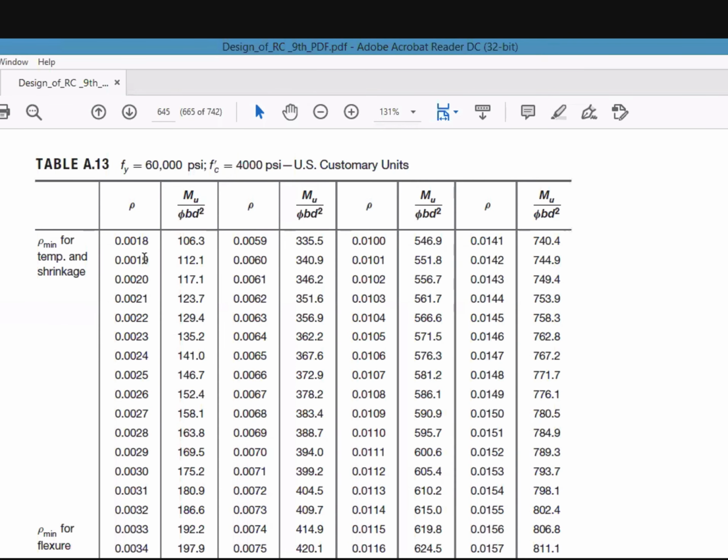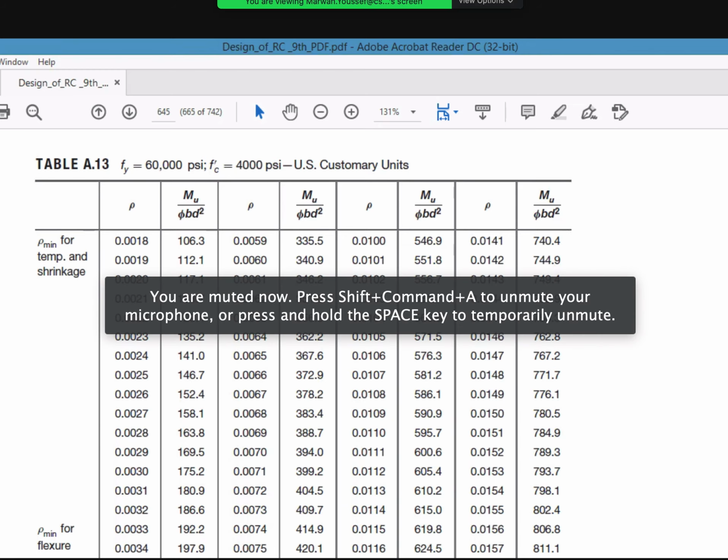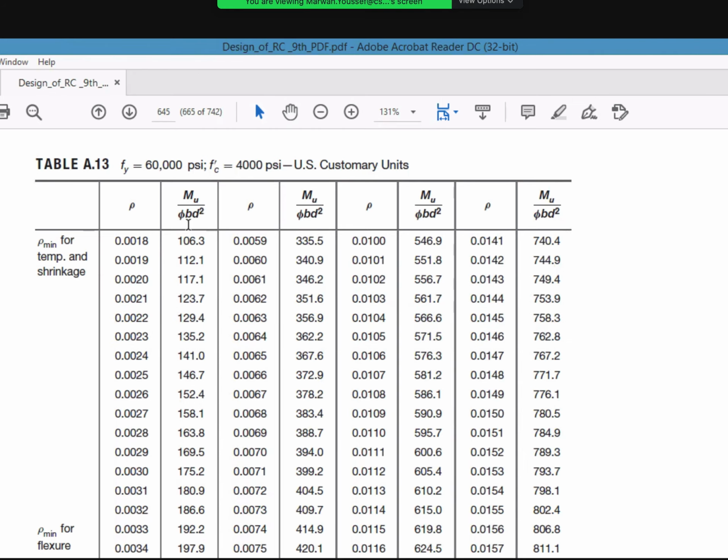What was our mu over phi bd squared when we picked up rho? Do you mind? What was that value? 158, right? Yes, it was 158 point something, because it fell right in between 0.0026 and 0.0027, and they went with 0.0027. So that's where we picked it up.